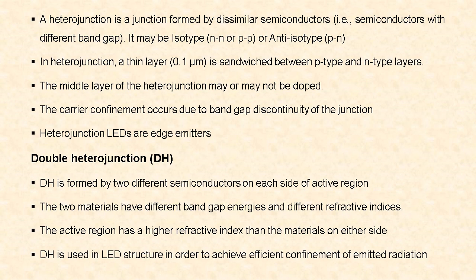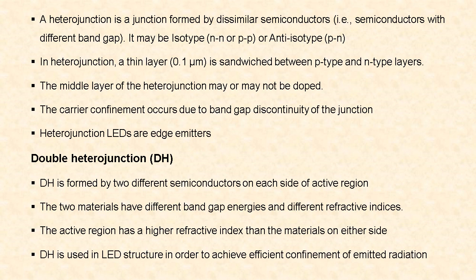Heterojunction is formed between dissimilar semiconductors, that is, semiconductors having different band gap energies. This heterojunction may be isotype or anti-isotype. Isotype means made of the same type, N-type with N-type and P-type with P-type. Anti-isotype means we use P-type and N-type materials.